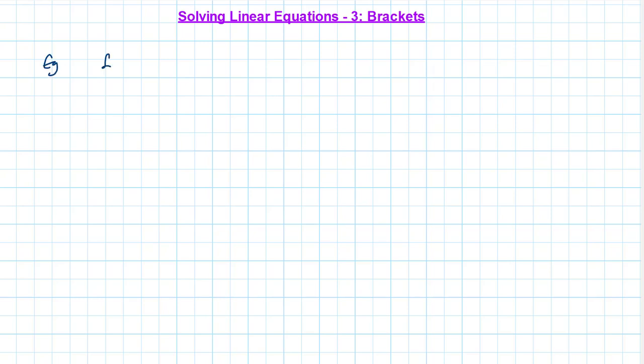So in this video, we're going to be looking at solving linear equations that involve brackets. So, doing it by example. Here we are, we've got a question: 3 lots of 2x minus 4 equals 15. How do we solve it?